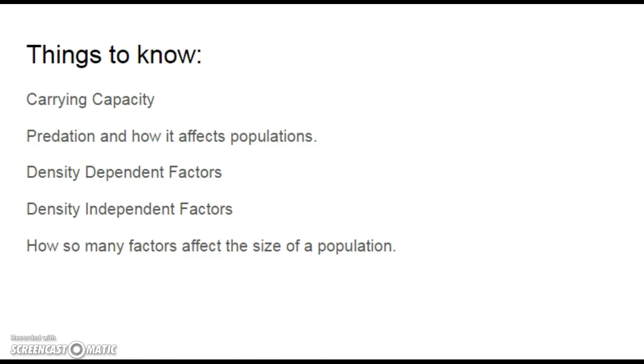So lastly, the things you really want to know: carrying capacity. You have to know that. Predation and how it affects populations. It affects populations quite a bit. It declines their numbers, but it also keeps their numbers healthy. If there's only so much food and you have a lot of deer, those deer are going to be sick. But now there's a lower population of deer, so they're going to be healthier. Know density dependent and density independent factors, be able to identify some of them, and how these factors affect the size of a population. Be able to tell me how density dependent and density independent factors affect the size of those populations.